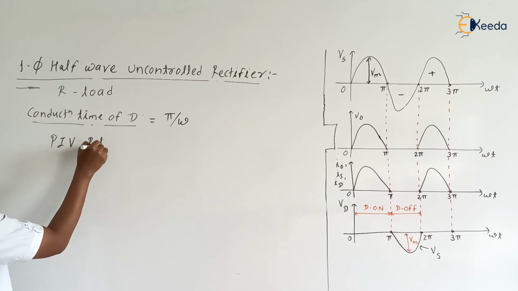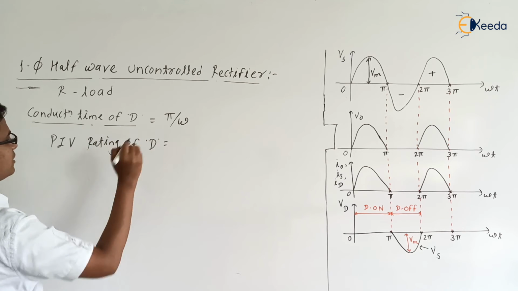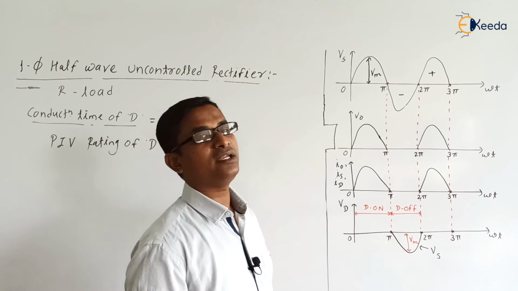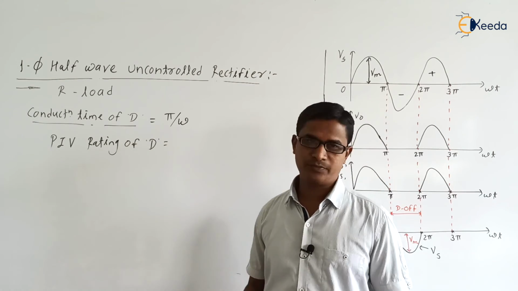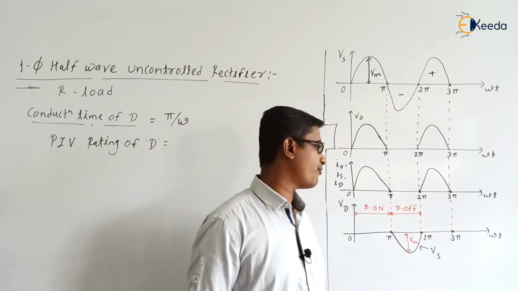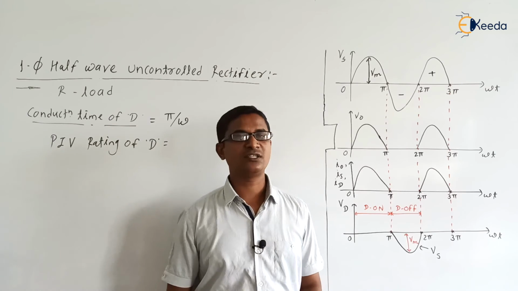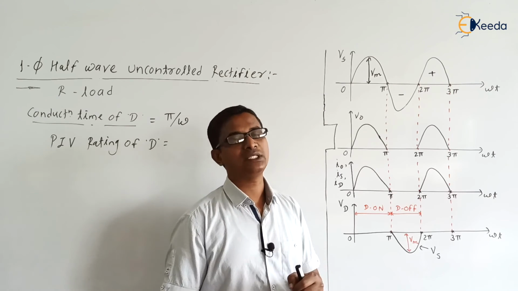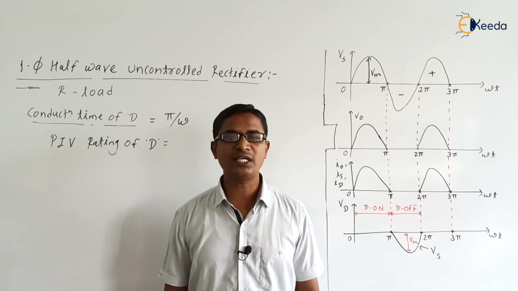Next, what is the PIV rating? PIV stands for peak inverse voltage. Okay, peak inverse voltage of diode. If you check the diode VD waveform, you will understand, right? It is peak inverse voltage, means maximum value of the inverse voltage that will be appearing across the diode. So what is the maximum value of the inverse voltage across the diode?